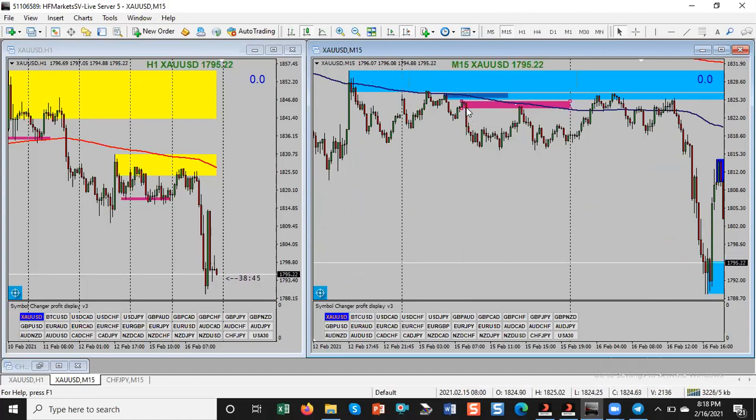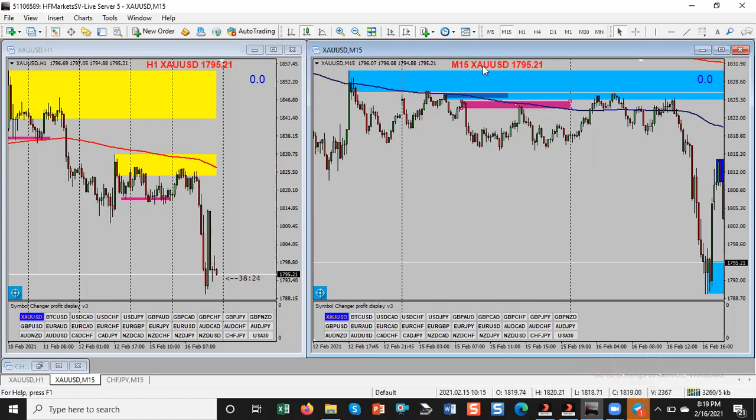Then we have a fair value gap. This is a valid point of entry as well. So this one, the order block, this fair value gap. So price may come to this fair value gap and drop, or goes to this zone, the order block, before dropping.